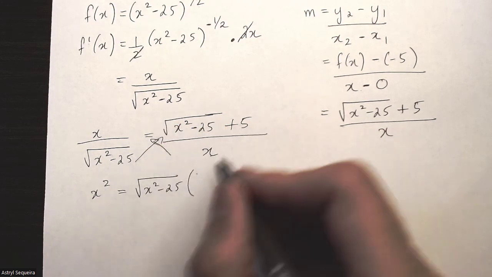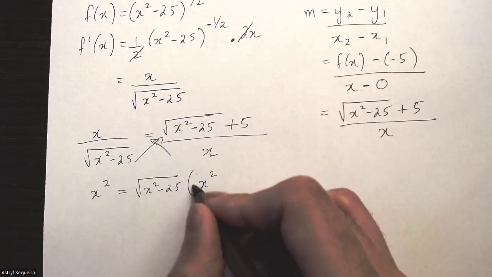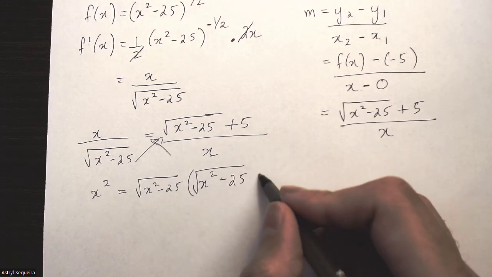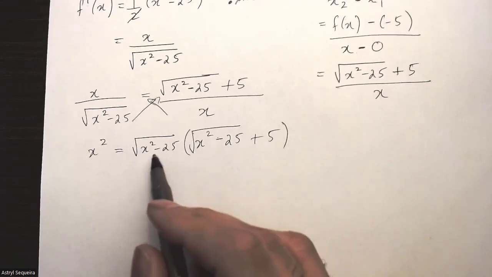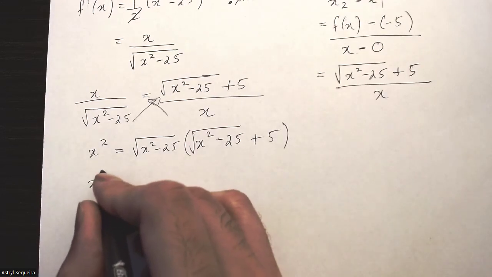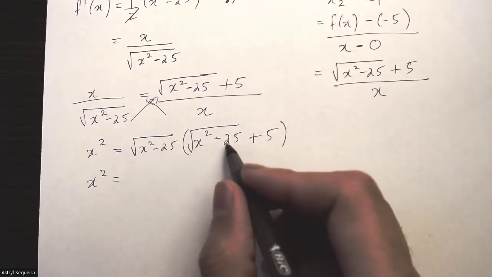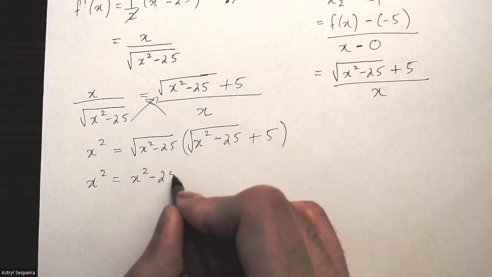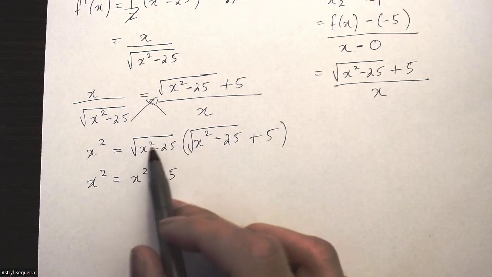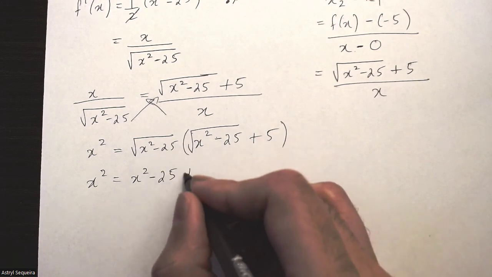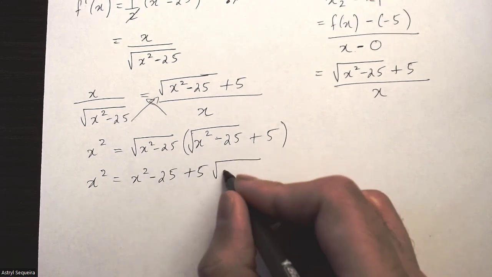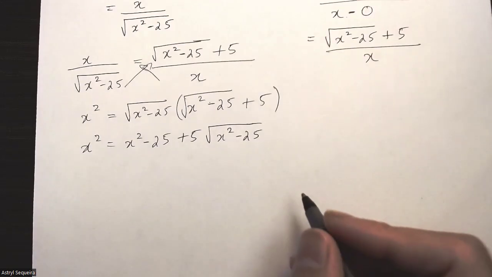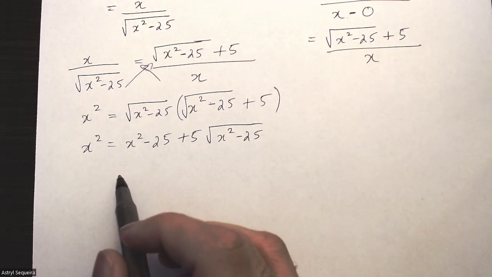And all of this is going to be inside a bracket because there are multiple terms there. So now I want to distribute this into the bracket. So root of x squared minus 25 times the same thing is just x squared minus 25. And root of x squared minus 25 times 5 is just 5 root x squared minus 25. So now I can simplify this.